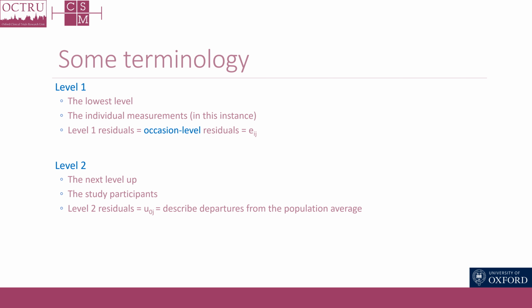Let's introduce some terminology as well. In multi-level, in this model, we have two levels. Level 1 we refer to as the lowest level, or the individual measurements, in this instance, the individual observations, and the level 1 residuals, occasion level or observational level residuals, EIJ. At level 2, the next level up represents the study participants, and the level 2 residuals describe departures of individuals from the population average.